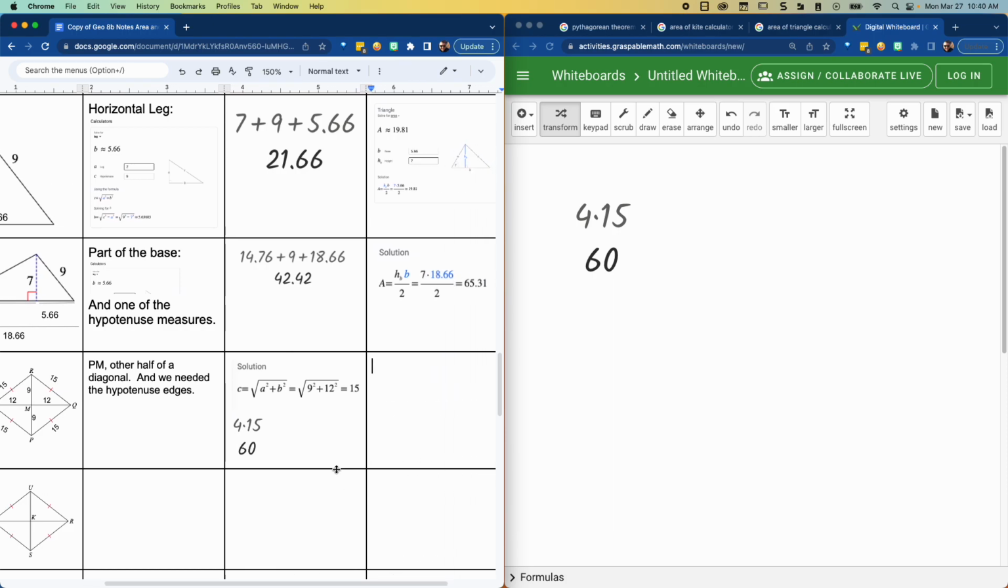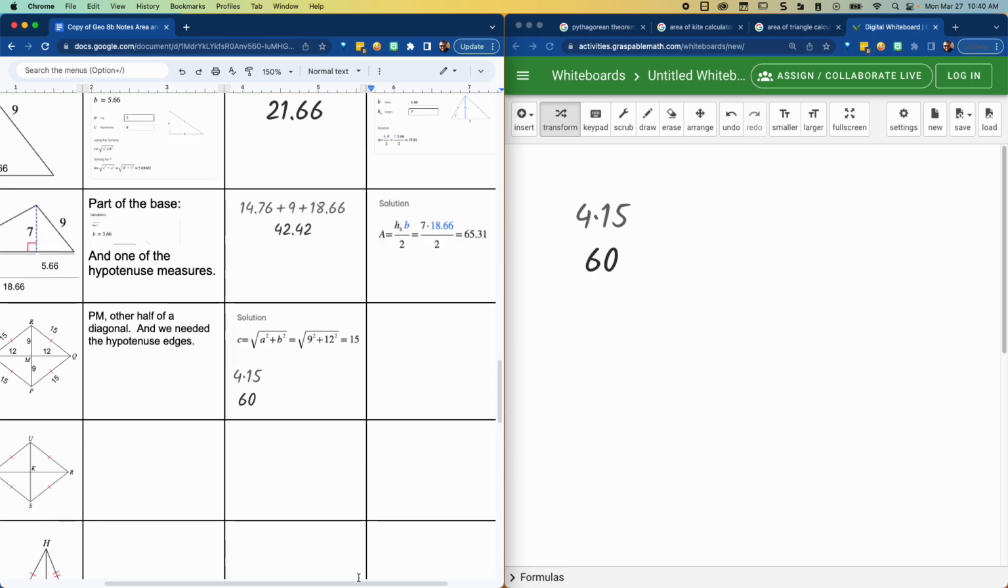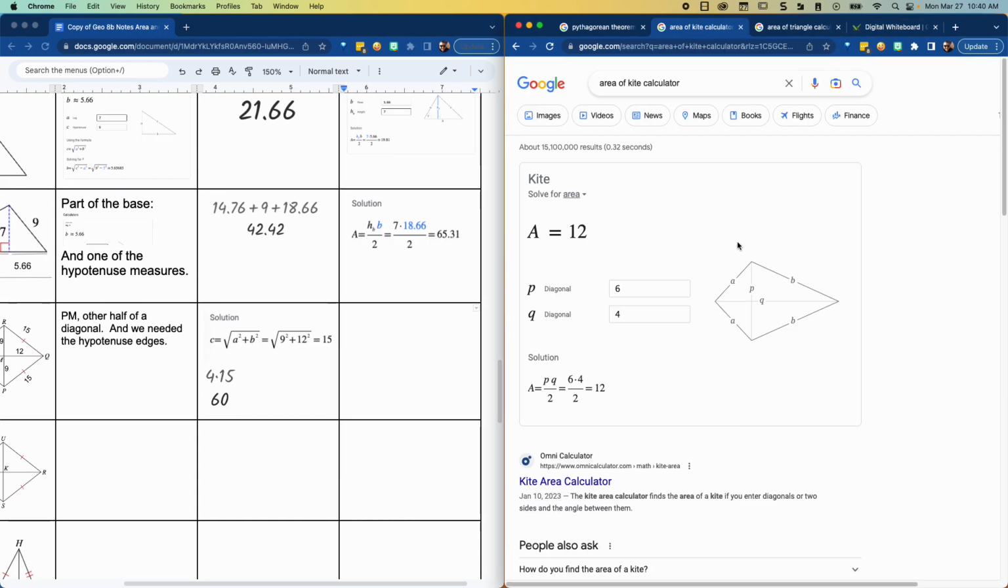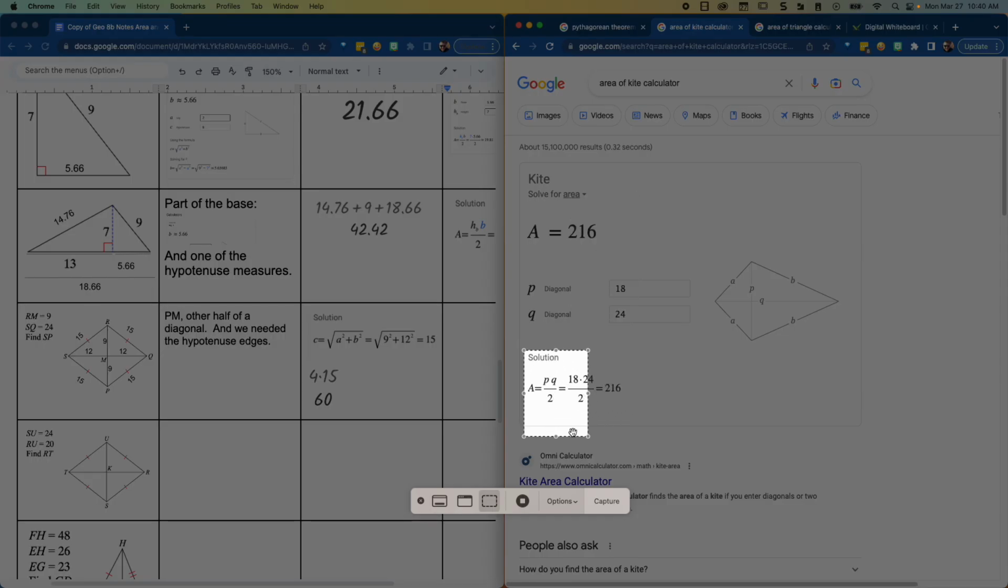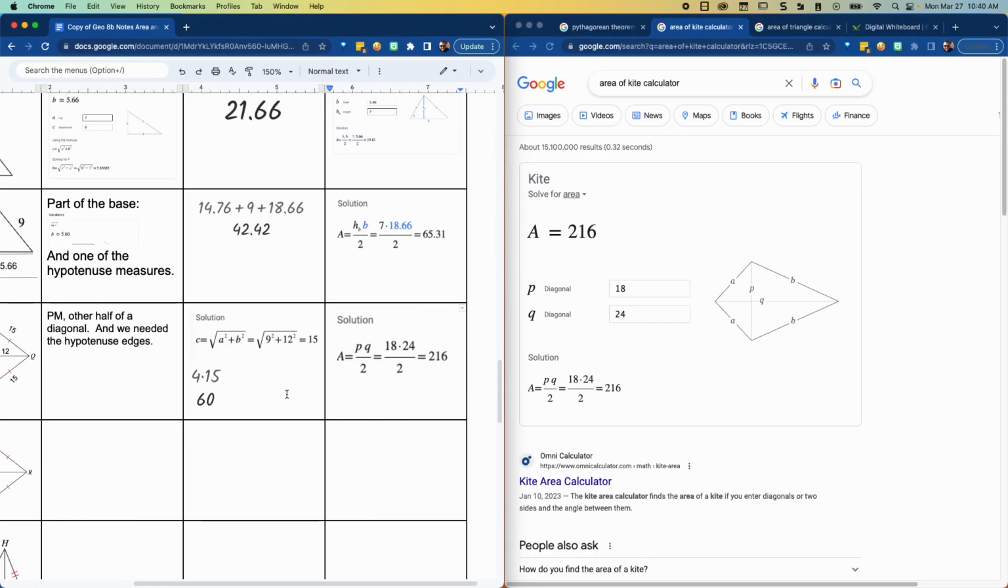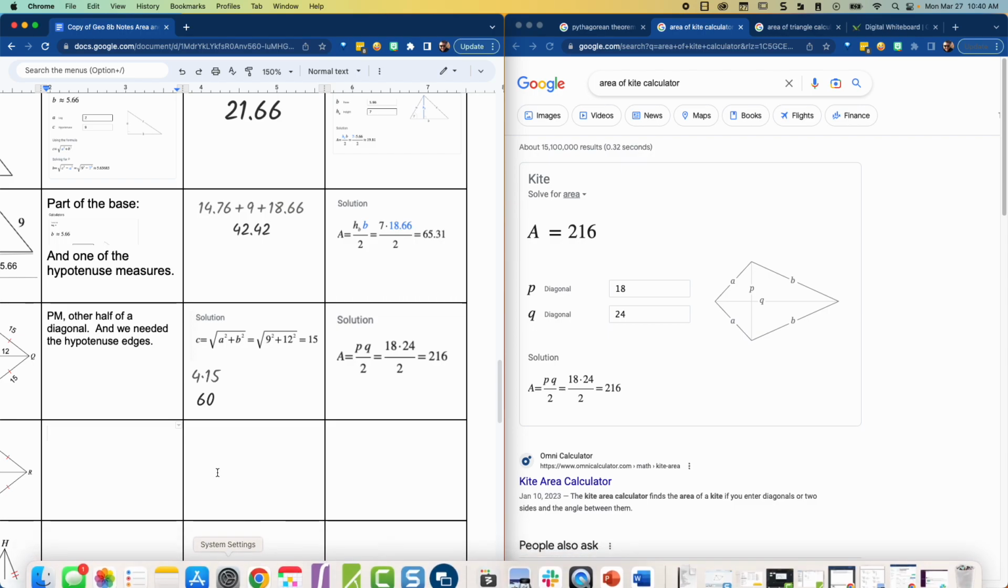Now that was for the perimeter. For the area of a kite, we're looking to multiply the 2 diagonals. A rhombus and a kite have that same kind of calculation. So I have 12 and 12, so one diagonal is 24. 9 and 9, the other diagonal is 18. So it's just 18 by 24, and that gives me an area of 216. We'll screen capture just that little piece there. Now we have that area.